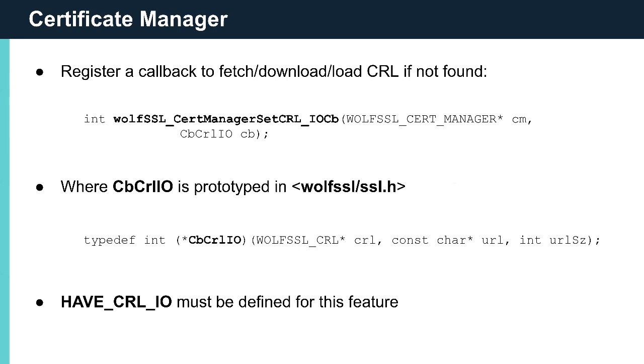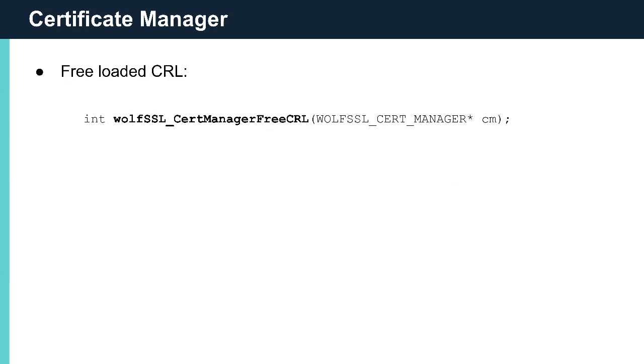So we have a callback that allows you to fetch and download and then load that CRL. Here you can register that callback by using cert manager set CRL_IO_CB, which is the prototype of the CBCRLIO function signature in wolfSSL's ssl.h. In order to get access to this feature, you have to have the define HAVE_CRL_IO defined. And then when you're all done, you can free up loaded CRLs if you want by calling cert manager free CRL.